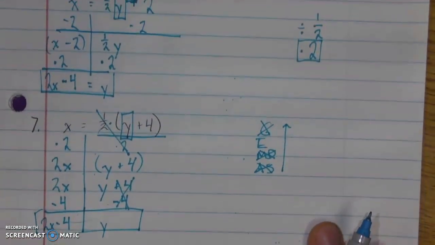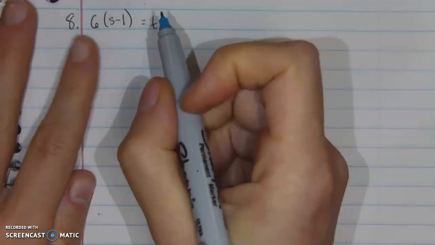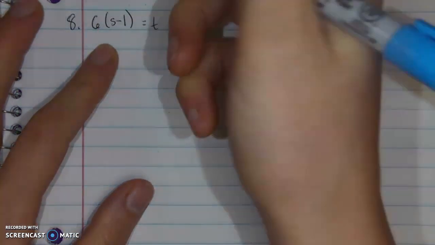So notice either of these methods is completely valid. It depends on which one makes more sense to you as to which one you're going to use. Let's keep going though with number 8. Just like number 7, this problem can be done 2 ways, and I will show you both of them. Let's start with the distribution one.